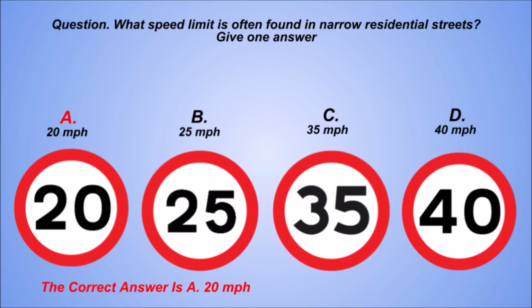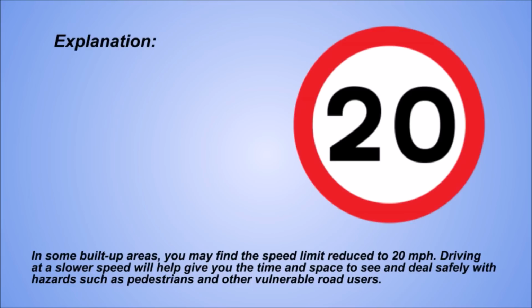The correct answer is A. 20 miles per hour. Explanation: in some built-up areas, you may find the speed limit reduced to 20 miles per hour. Driving at a slower speed will help give you the time and space to see and deal safely with hazards such as pedestrians and other vulnerable road users.